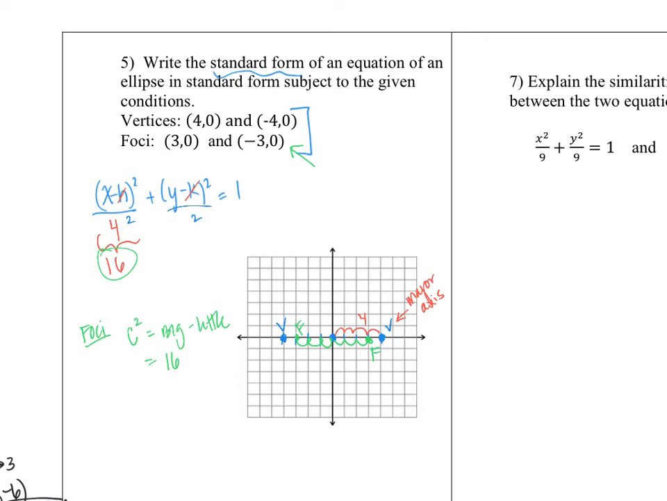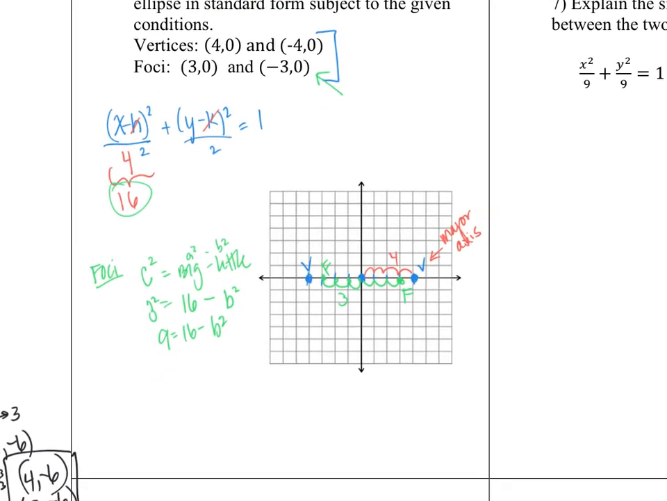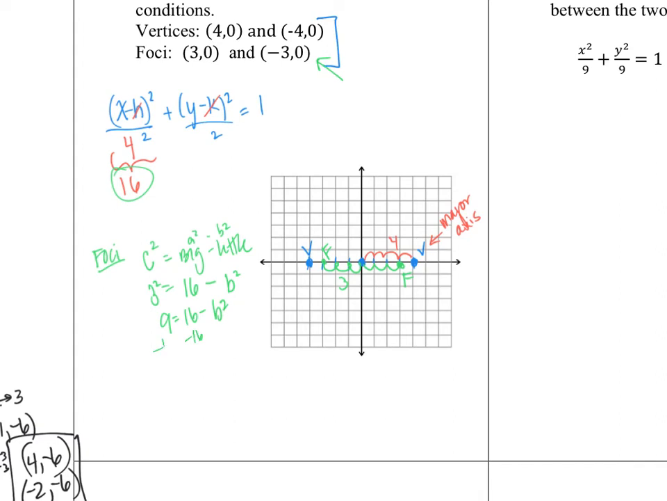So we're going to have 16 minus, I don't know what that little guy is. I'll call that the b squared. So sometimes you see a squared minus b squared. And then c squared I know, because this distance I just went was 3, so 3 left and right, that's 3 squared, that's 9. So I have 9 equals 16 minus b squared. So then I'm going to subtract 16, so I get negative 7 equals negative b squared. So b squared is 7.